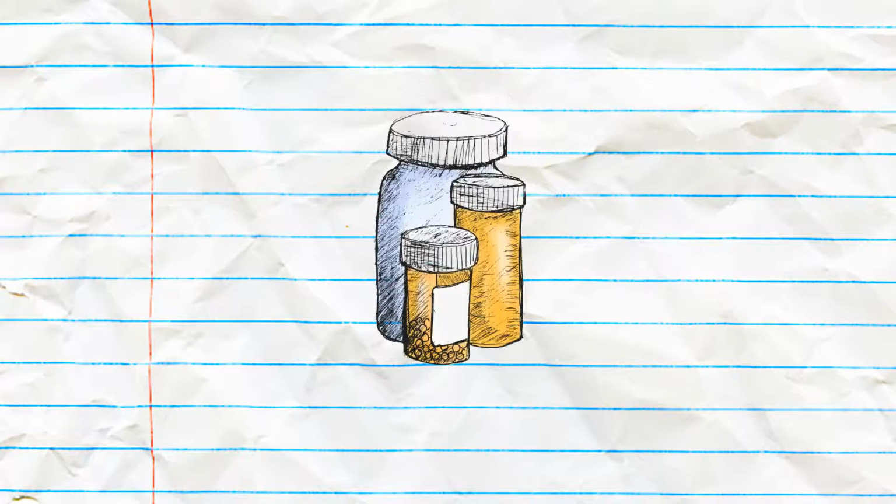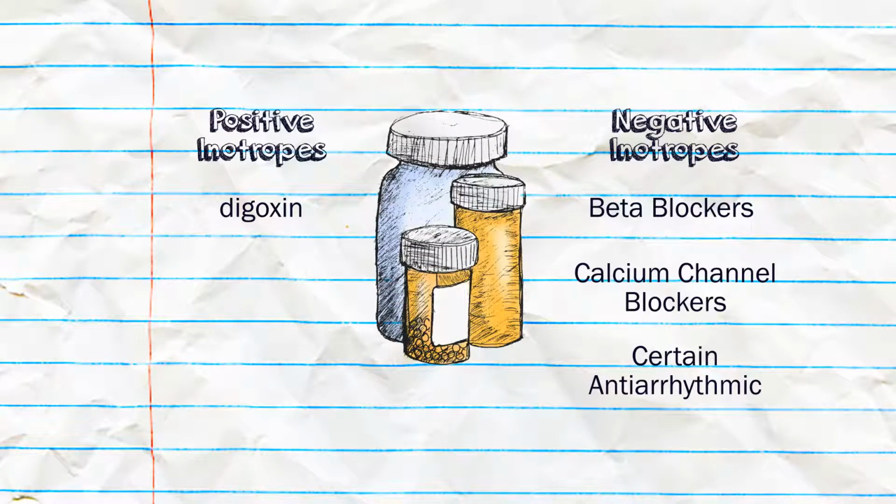We can increase or decrease contractility by manipulating it using certain drugs, such as positive inotropes, like digoxin, or negative inotropes, such as beta blockers, calcium channel blockers, and certain antiarrhythmics.